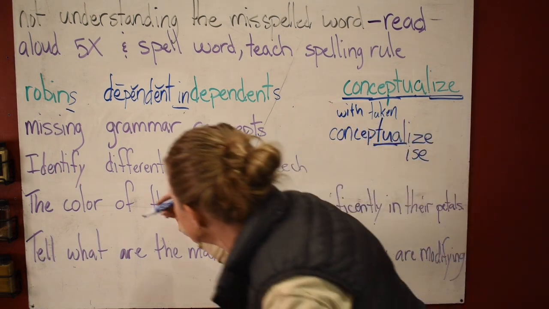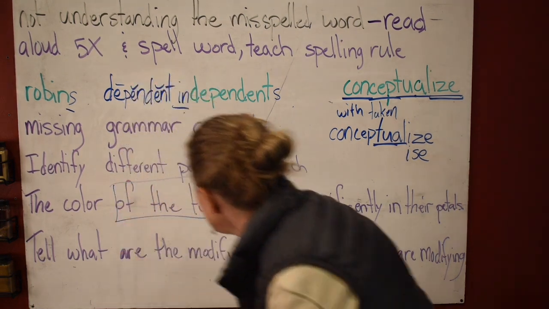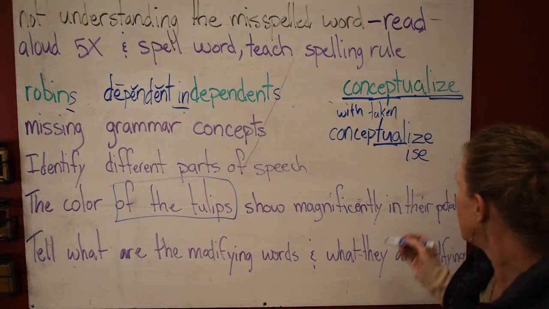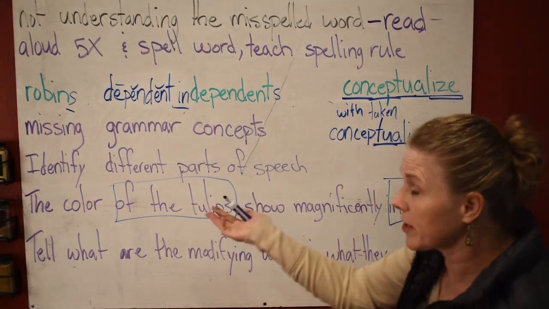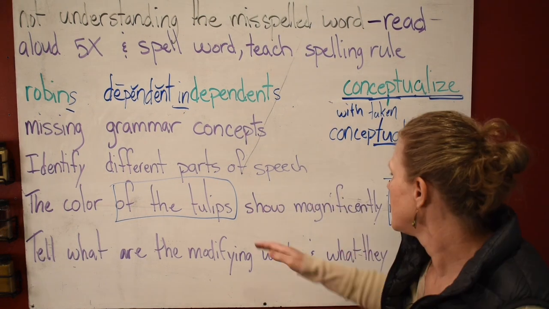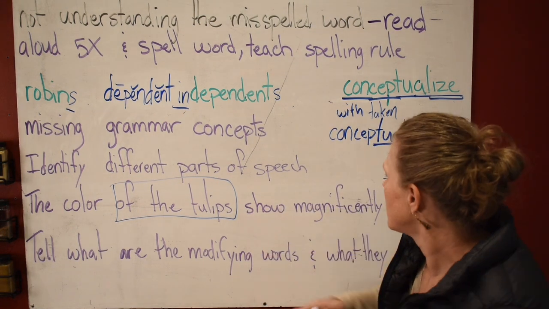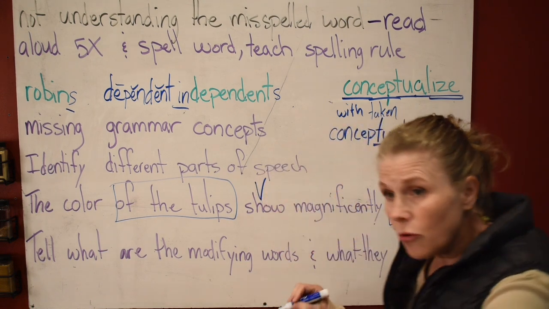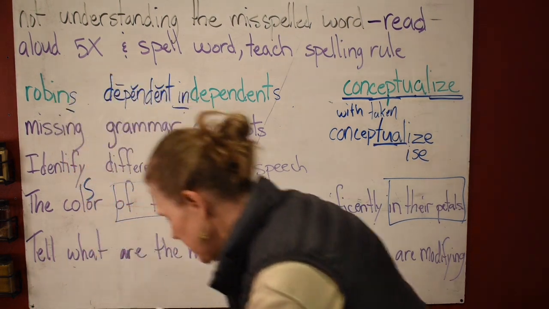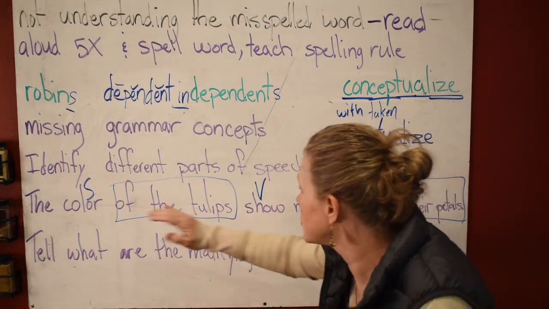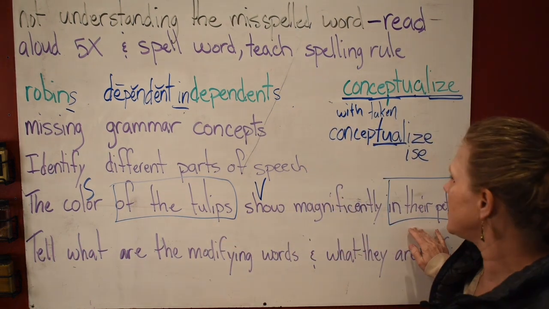Of the tulips. See, look, boom. Look at that. It took off so much. What's the other one? In their petals. All of a sudden, oh wow, I only have 4 more words to work with. What's your verb? Show. Show, okay. And then who shows? What shows? Color. The color. So this is your subject. And you can immediately find your subject and your verb once you've pulled these out.